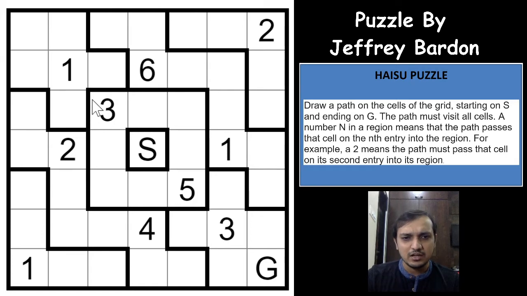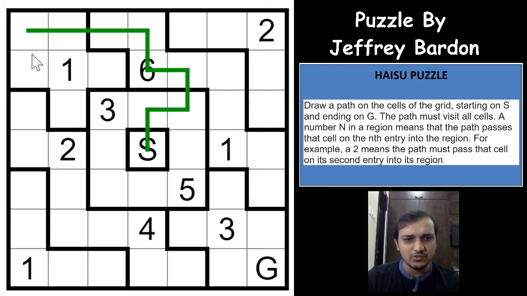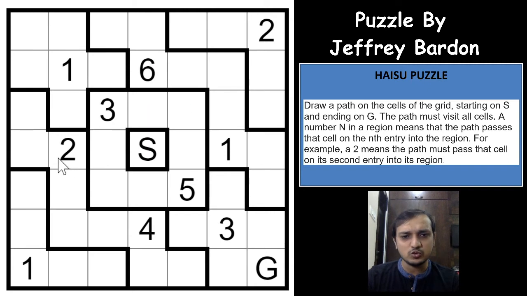So what do I mean by that? From the S, for the first time when the path enters this region, it will have to pass through the 1 because it is the first time that it is entering the region. Same way for this 2, when the path enters this region for the first time, it won't go through the 2, and the second time when it enters the region, it will have to pass through the 2. Same way for all the other numbers, the number n indicates that the path passes through that particular cell on the nth entry into that region, right? So with that, we'll start solving this puzzle.